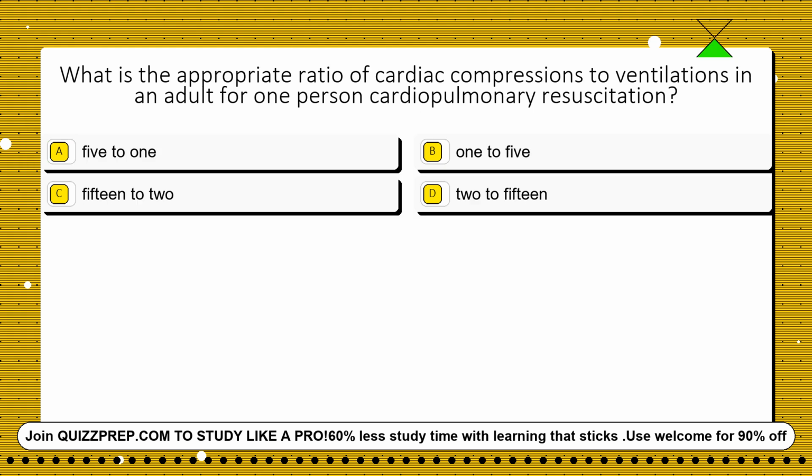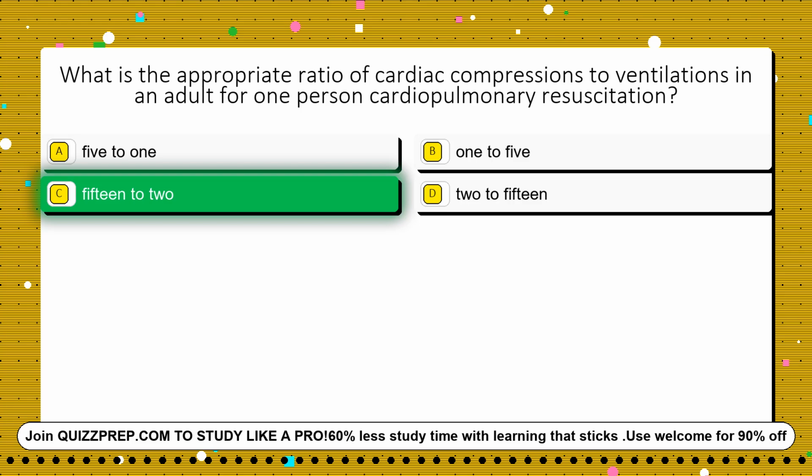Question 80. What is the appropriate ratio of cardiac compressions to ventilations in an adult for one-person cardiopulmonary resuscitation? Option A, 5 to 1. Option B, 1 to 5. Option C, 15 to 2. Option D, 2 to 15.